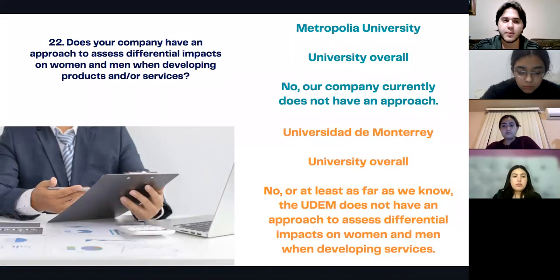Does your company have an approach to assess differential impacts on women and men when developing products and services in the Universidad de Monterrey? No, or at least as far as we know, the UDEM does not have an approach to assess differential impacts on women and men when developing services.